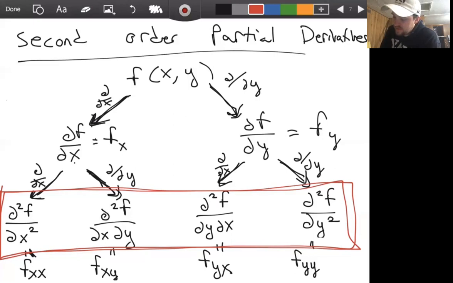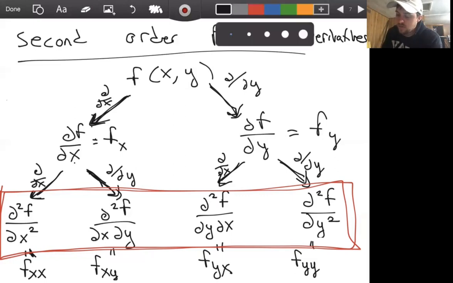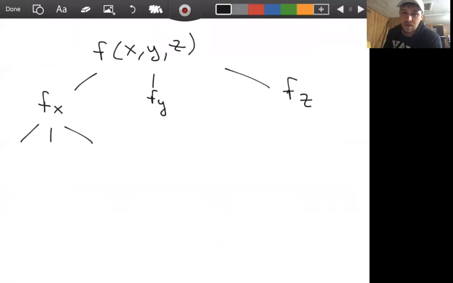You'd get f sub x, the partial derivative with respect to x, with respect to y, with respect to z. Well, then what are the second order? Then you have 3 choices, right? You have the partial derivative with respect to x twice, or first x and then y, or first x and then z.